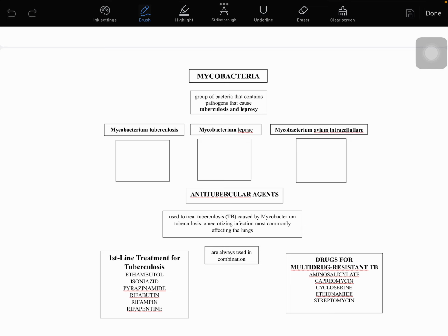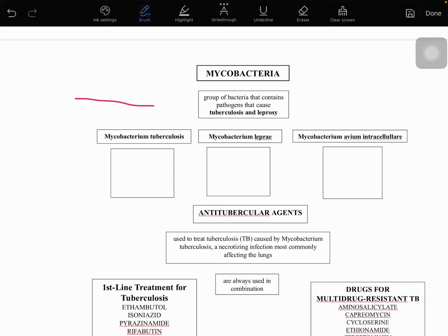Okay? Pag sinabi kasi nating mycobacteria, class, these are your group of bacteria that contains pathogens that cause your tuberculosis and your leprosy. So, ibig sabihin, grupo ito ng bacteria that contains pathogens that cause your tuberculosis and your leprosy. So, in here, meron po tayong tatlo. Number one, we have your Mycobacterium tuberculosis. We also have your Mycobacterium leprae. And we also have your Mycobacterium avium intracellulare. Okay, mag-start muna tayo dito sa ating Mycobacterium tuberculosis.